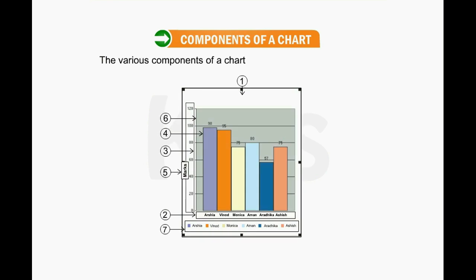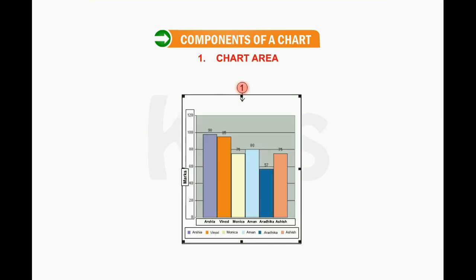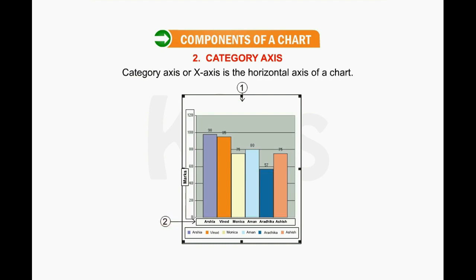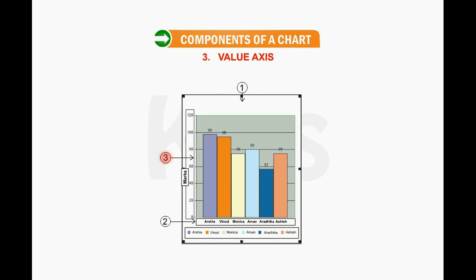Components of a chart. The various components of a chart are shown in the given figure. Chart area. The chart area includes all objects and elements in a chart. Category axis. Category axis or x-axis is the horizontal axis of a chart. Value axis. Value axis or y-axis is the vertical axis used to plot the values.